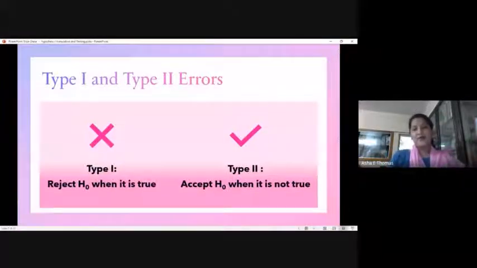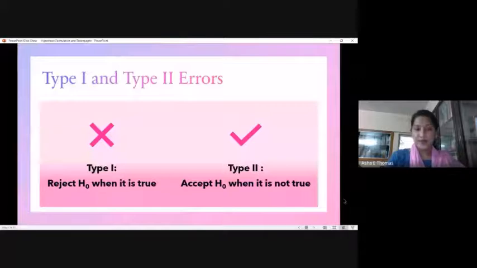Yesterday in our class, we mentioned that type 1 error is the possibility of rejecting a null hypothesis when it is true. And type 1 error is denoted by alpha. So from there, we are going to start. And type 2 error, as you know, is the possibility of accepting the H naught or null hypothesis when it is not true.